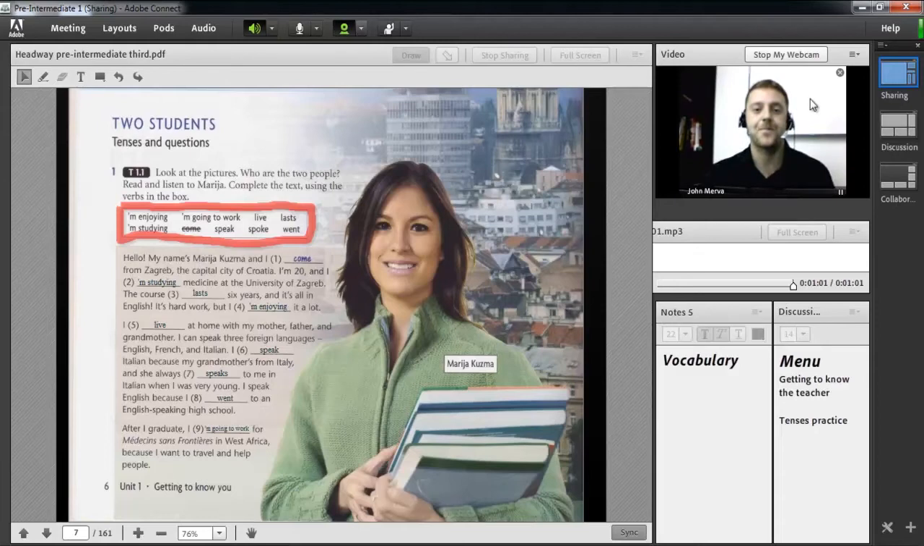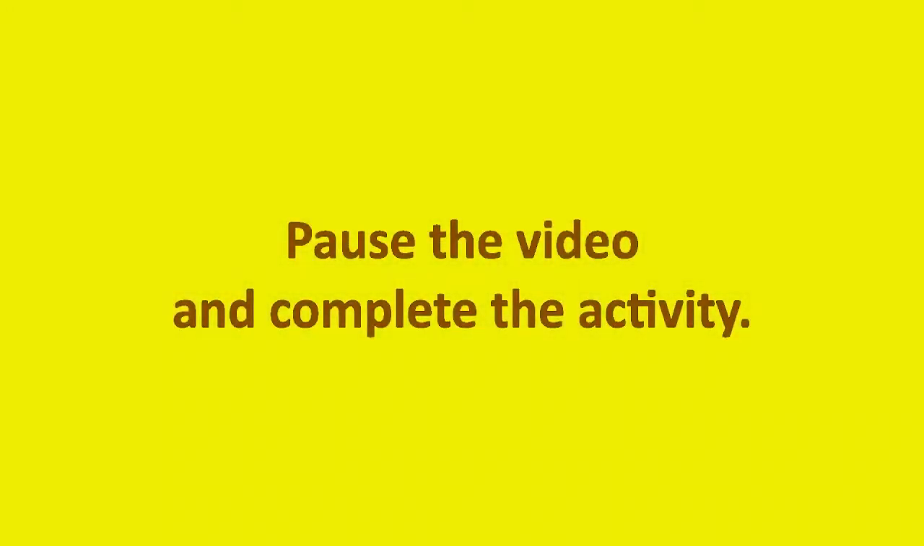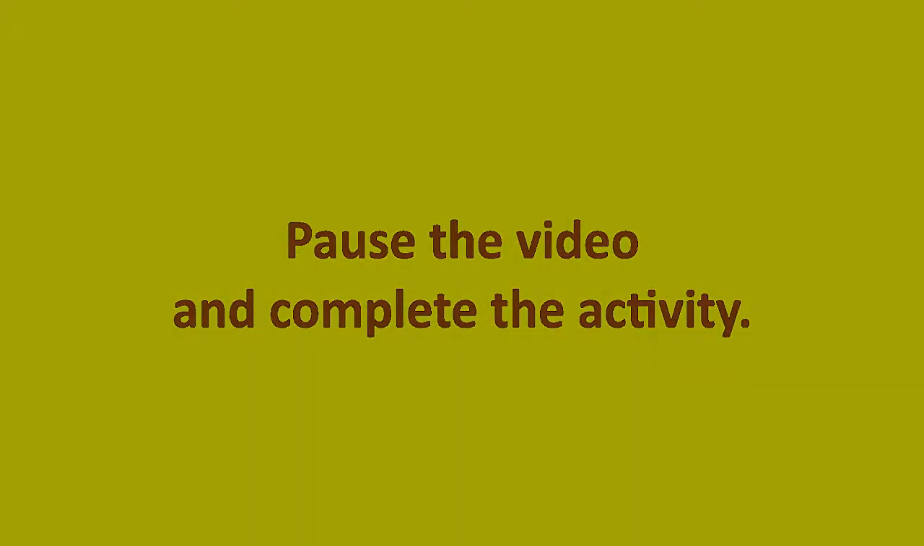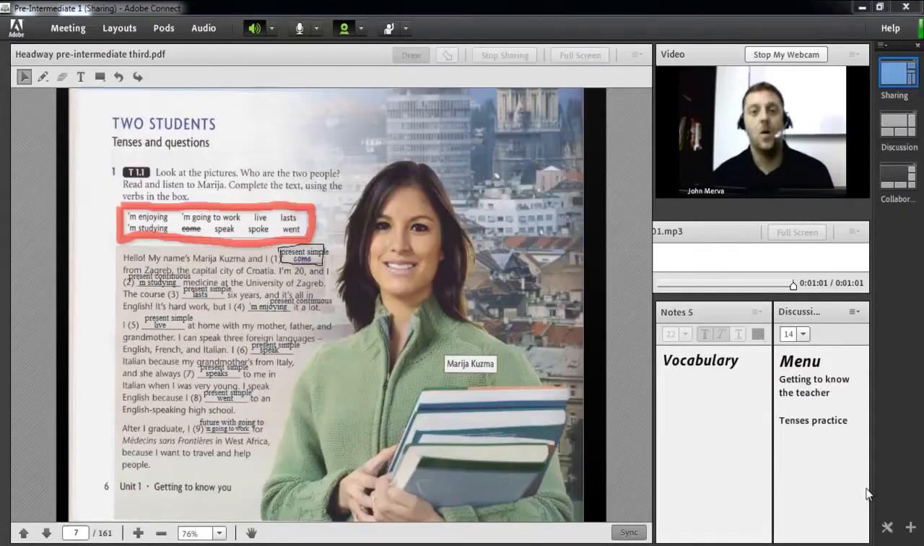So, for example, if we look at number 1, we can see that it is in the present simple tense. Please now look at the other verbs in Marija's speech and decide whether they are past, present or future. Work with your partner, please. Well done. So let's have a look at the tenses.